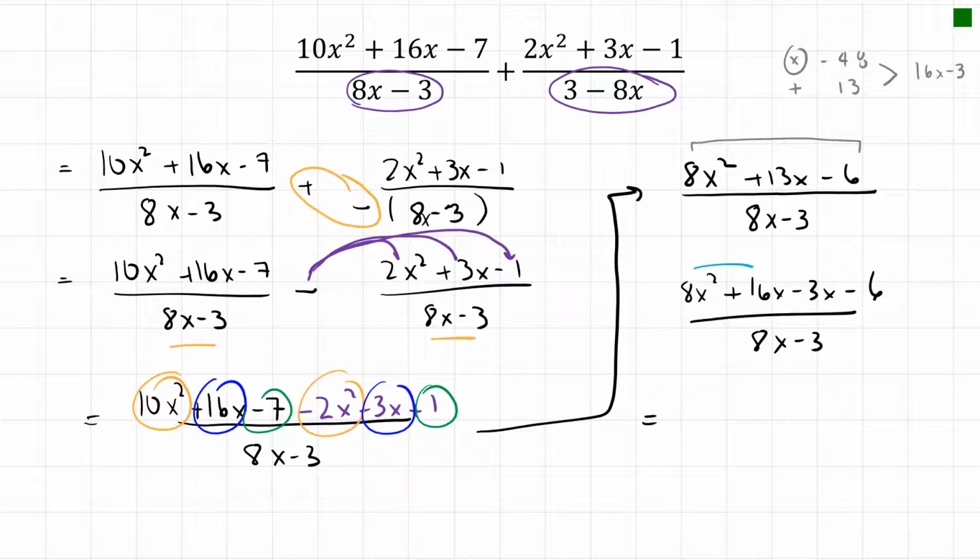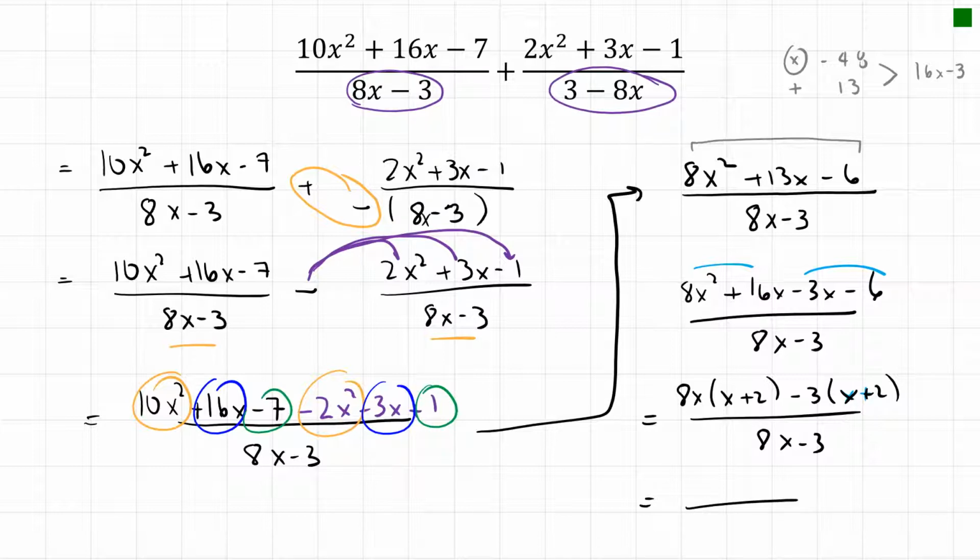Here I'm going to common factor the first two terms, which leaves me with 8x and x plus 2. And taking out a negative 3 in the second two terms here, I have x plus 2 again, still over 8x minus 3, and that leaves me to combine. These are common, so I can go 8x minus 3 times x plus 2. The 8x minus 3 cancels, which leaves me with a very simple answer of x plus 2.